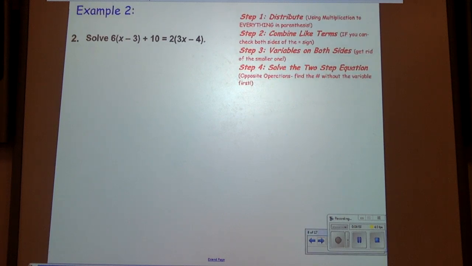Okay, example 2. All right, we could distribute on the left and on the right here. So first we're going to distribute the 6 to the x and the 3, and then on the right, the 2 to the 3x and the 4. So on the left, we get 6x. Sorry, that's a little sloppy. I'm going to erase that. 6 times x is 6x.